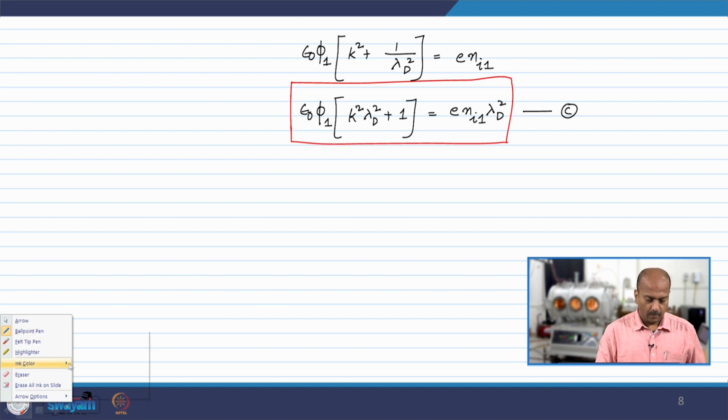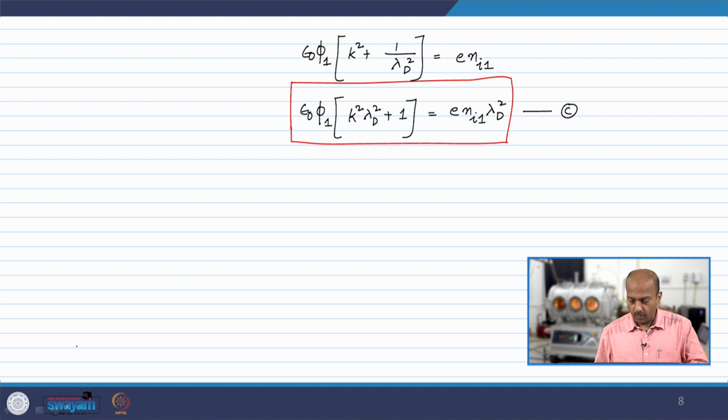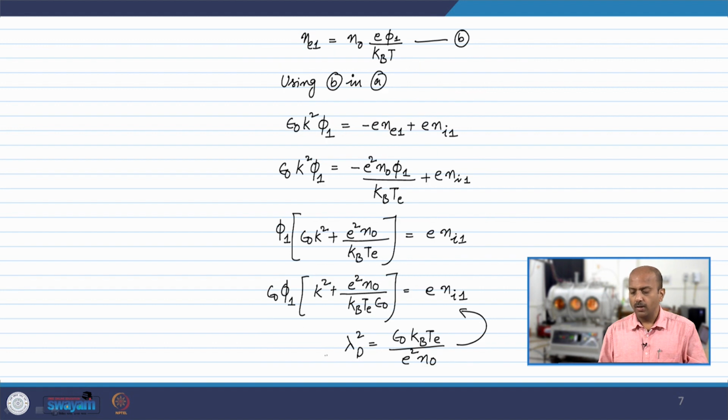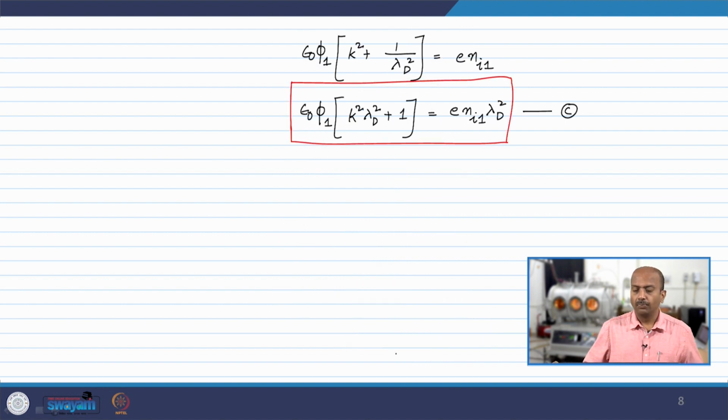Right. So what is A, what is B, what is C? Let us go back and see. Equation A is the Poisson equation in terms of phi 1. Equation B is the number density of perturbed electrons, which we derived in the last class. If you find it difficult to accept this relation, you can go back and see how it was derived. We used equation B in the Poisson equation, and then obtained equation C. This is still the Poisson equation and carries the same information, but now in terms of lambda d, the Debye length. The Debye length is a characteristic parameter which conveys a lot of information about the nature of plasma, or about the constituents of plasma.